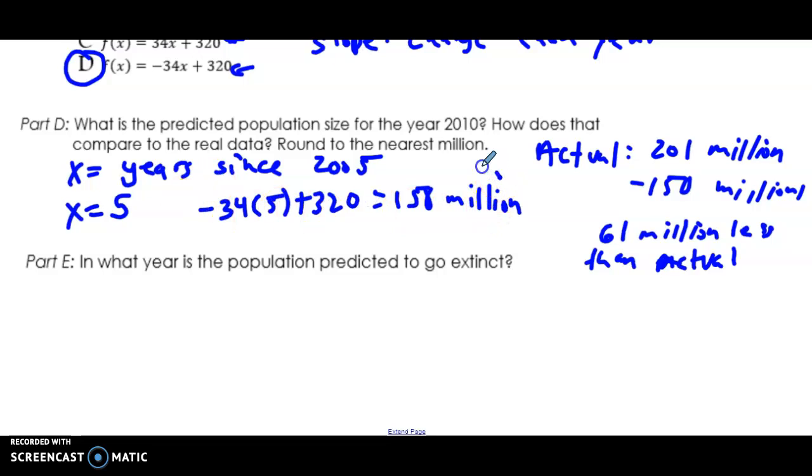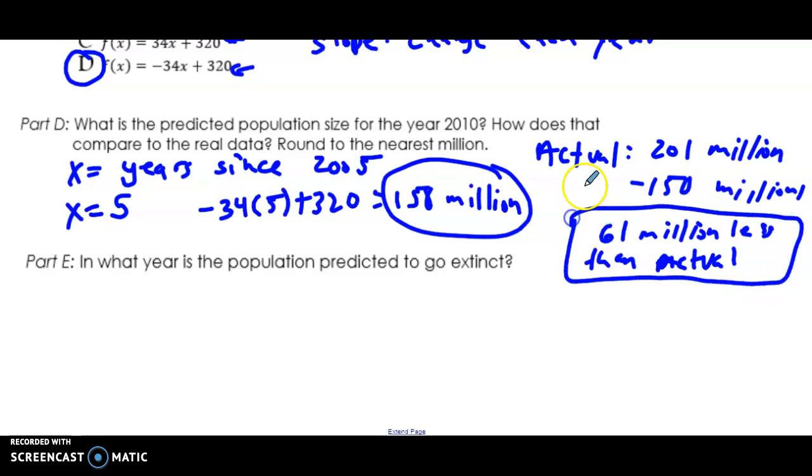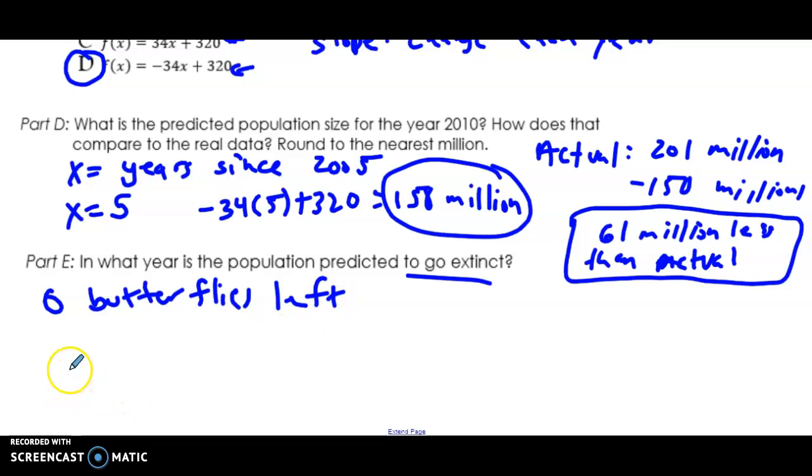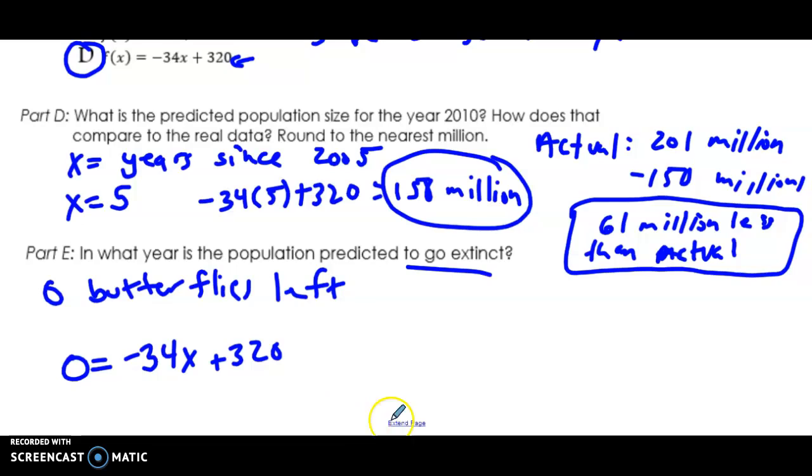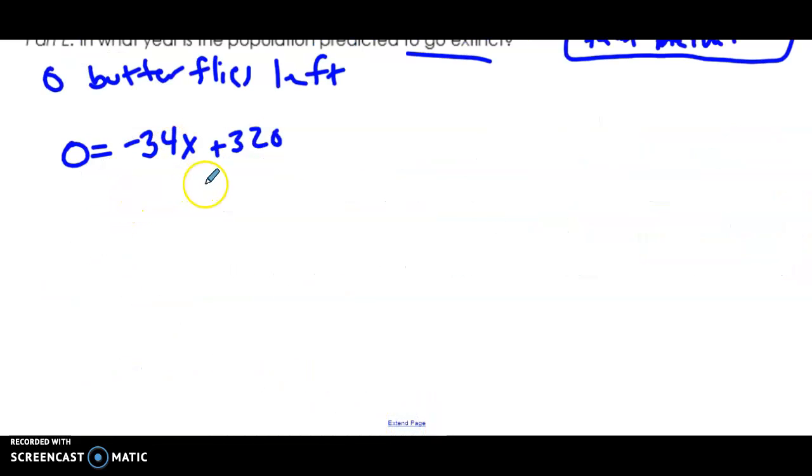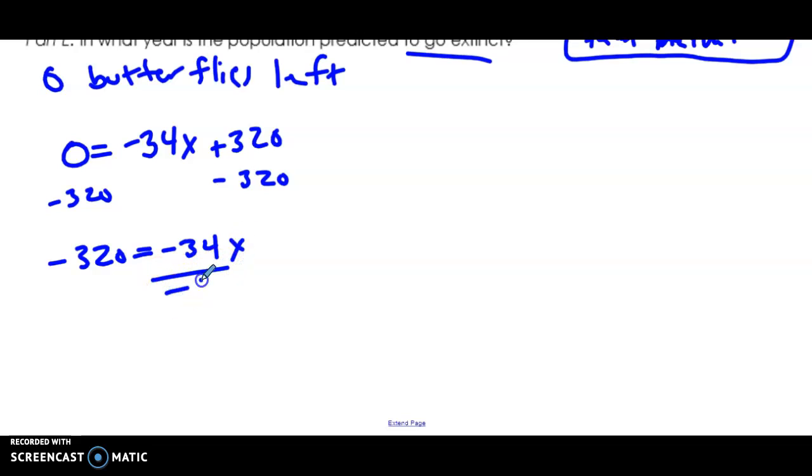Alright, so you should have had 150 million and then something about how it was less than the actual to get the points on that one. Then what year is the population predicted to go extinct? Going extinct means that there are 0 butterflies left. That's what extinction is. So that means the number of butterflies, 0, is equal to our prediction, negative 34x plus 320. You can solve this for x to figure out what year we think it's going to go extinct. So we subtract 320 on both sides. We get negative 320 equals negative 34x. We divide by negative 34.